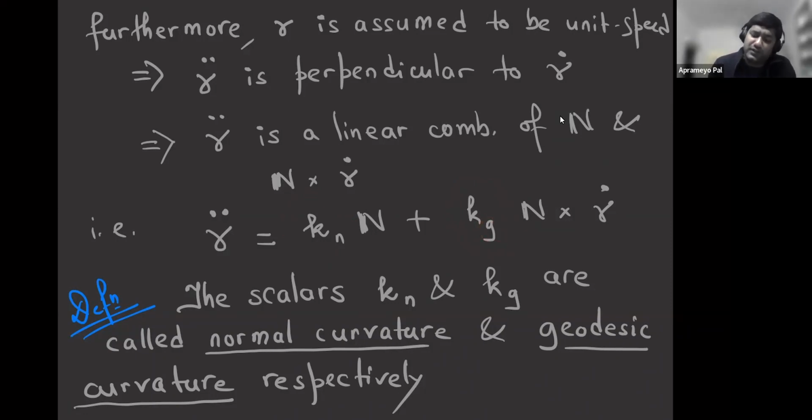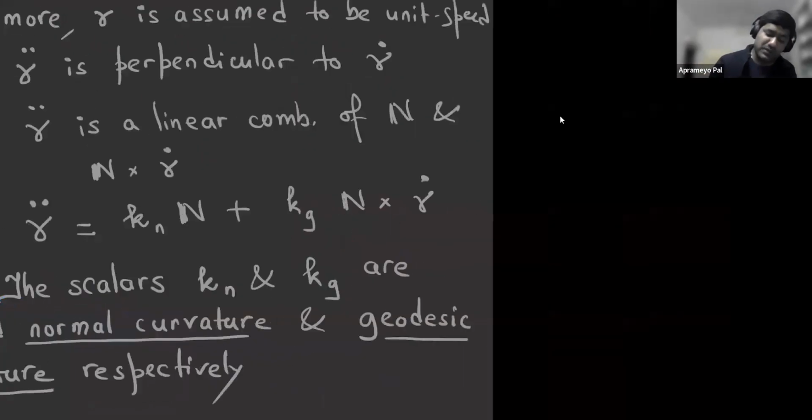We will not be so much bothered about geodesic curvature. Most of the important things we will consider are about normal curvature. But since you get this as a free definition, since this is a linear combination, for the n component you get kn, that's the normal curvature. And for this n cross gamma dot component, you get kg, that's the geodesic. And what do I mean by this component? Let me remark this, which we will see in the next proposition even.